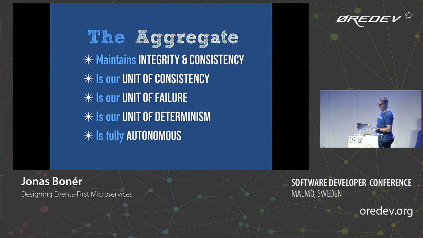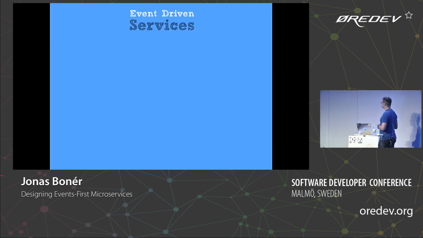And in DDD terms, the way to model this is the aggregate. The aggregate can really become our boundary where we maintain integrity and consistency of our data model. It is our unit of consistency, our unit of failure, our unit of determinism, and it can be fully autonomous. I'll dive in a little bit more into this later.